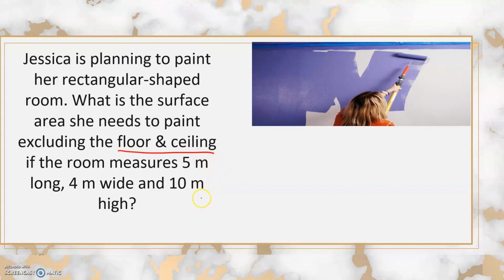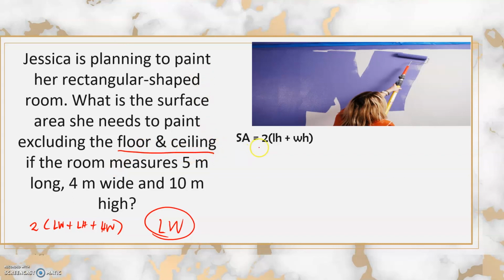So for us to answer this, we have to visualize the dimensions of her room. Okay. So for the ceiling and the floor, we know that the dimensions included there are the length and the width. That means if the formula in solving for the surface area of a rectangular prism is 2 times the sum of length times width, length times height, and height times width, we will no longer include length times width here because again, the floor and the ceiling will be excluded. So, what we will only compute is 2 times the sum of length times height plus width times height.